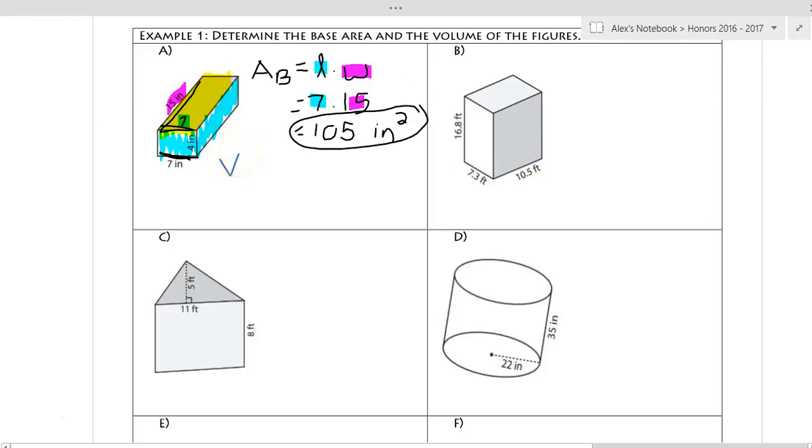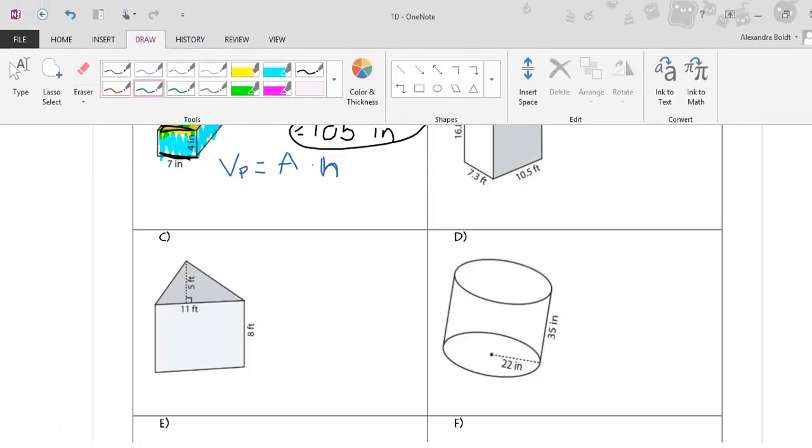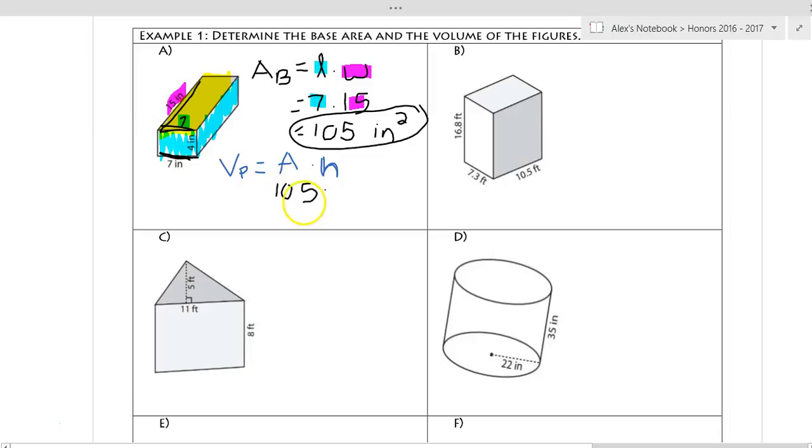So the volume of this prism, a rectangular prism, is the area times the height. So that's 105 times, and my height here is 4. So the volume of this prism is 105 times 4, which is 420. And this is inches, and now it's inches cubed because it's a three-dimensional object.